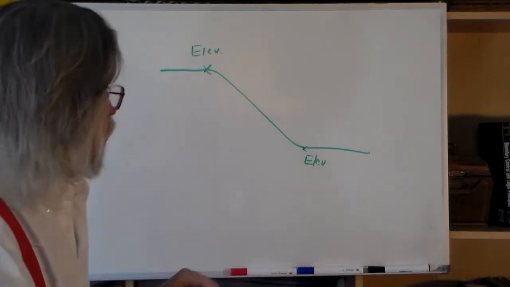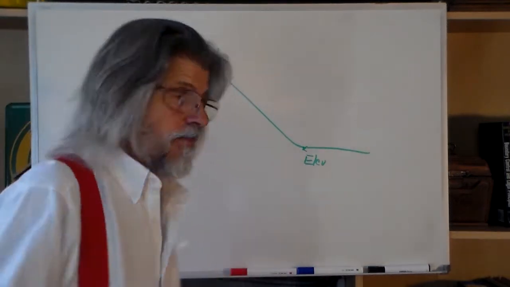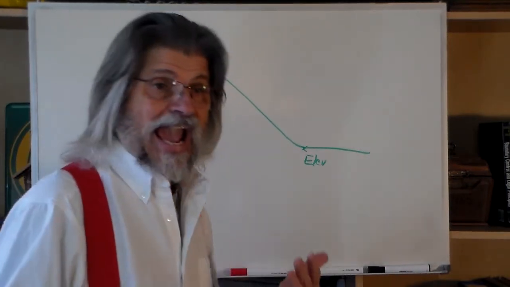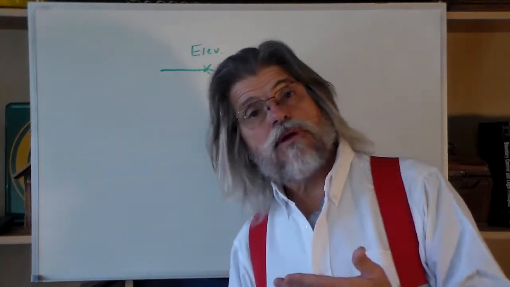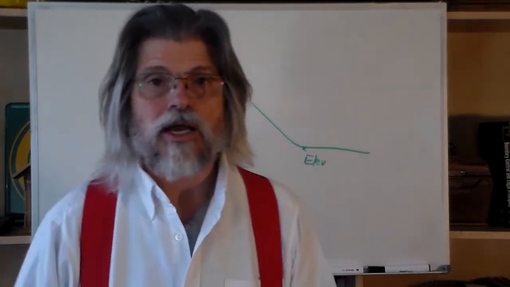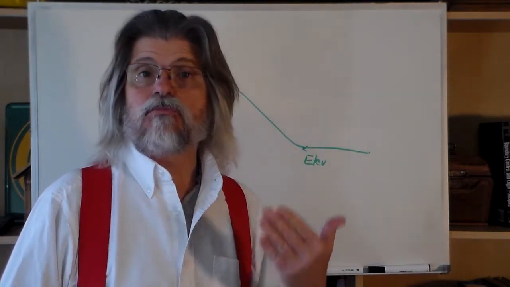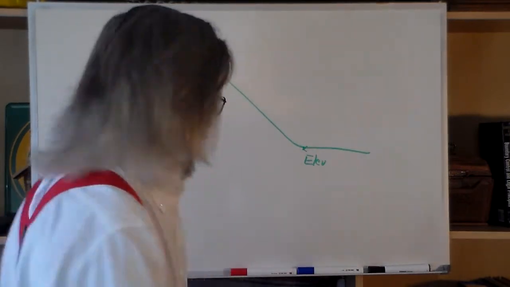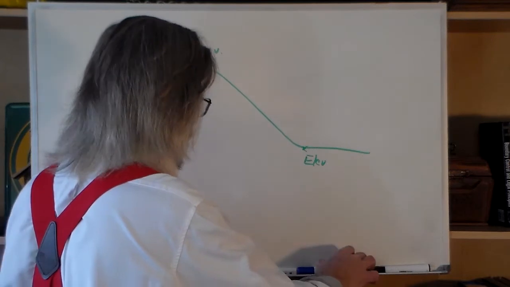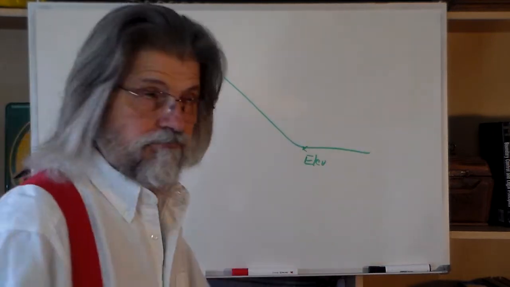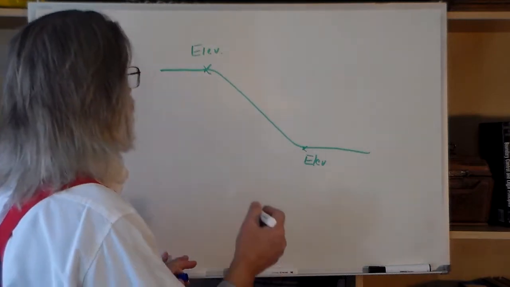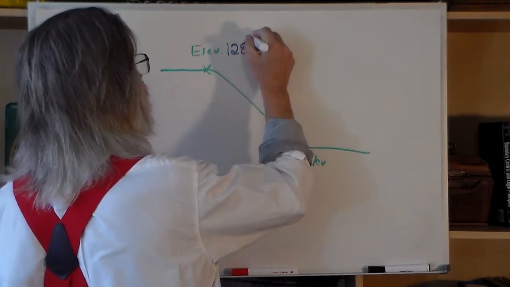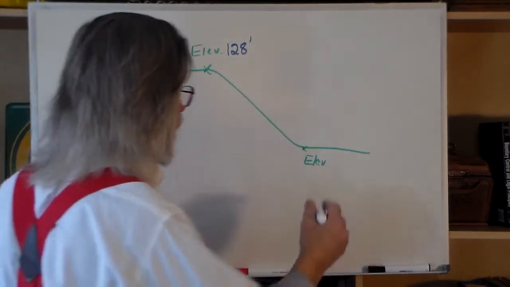And then it's up to the software or you mathematically to figure out what the points should be that have a given elevation. Because remember, the definition of a contour line is a line which connects points of equal elevation. Well, looking at our example here, let's say the top of the hill has an elevation of 128 feet. How's that? And the bottom of the hill has an elevation of 124 feet.